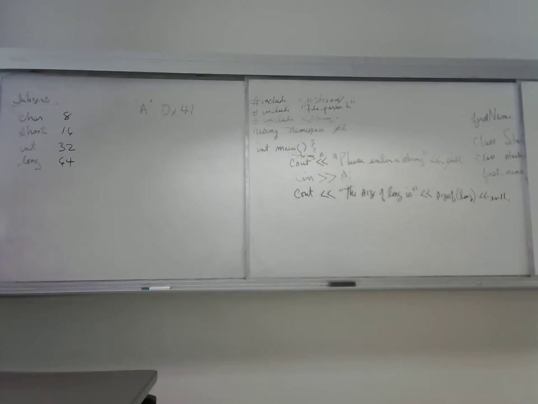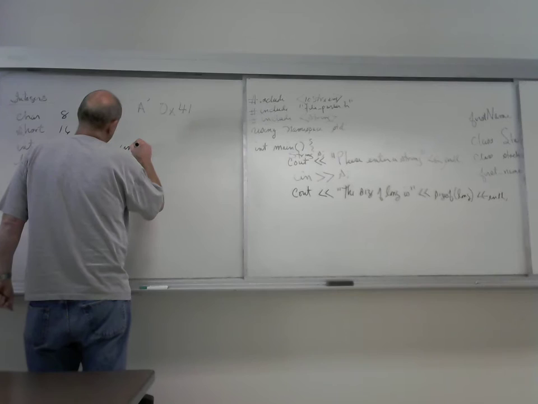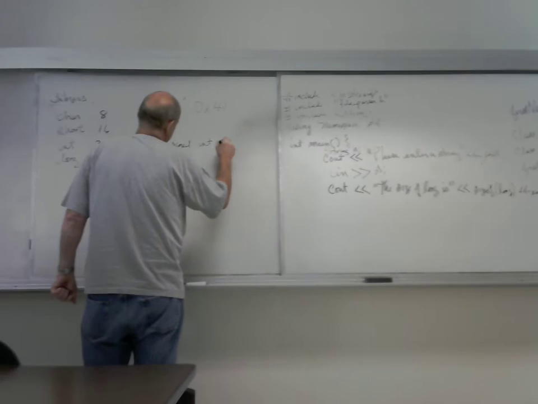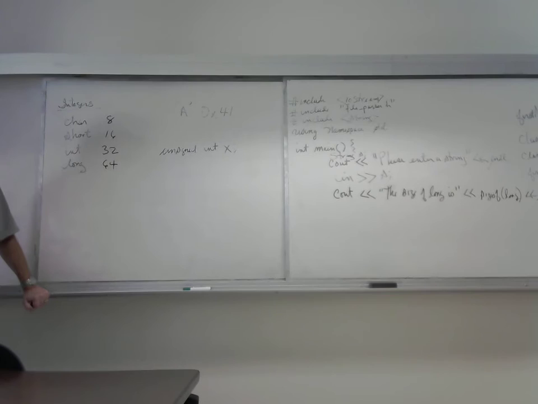Now something different from Java. All of these can be either signed or unsigned. So what happens if you have an unsigned number? What's the difference? Would you ever do this? This is legal: unsigned int x. When would you do that? If you wanted the program to throw an error? Well, it won't overflow. It will never be negative.